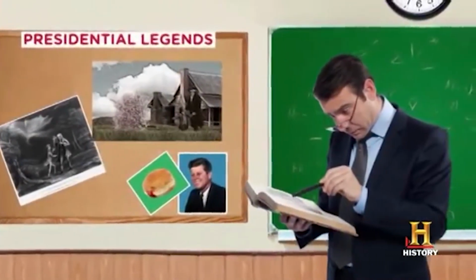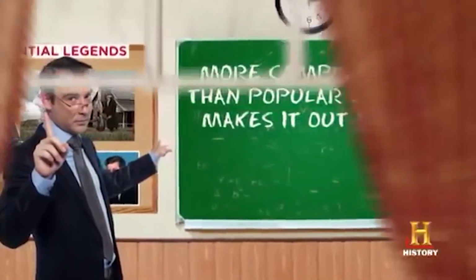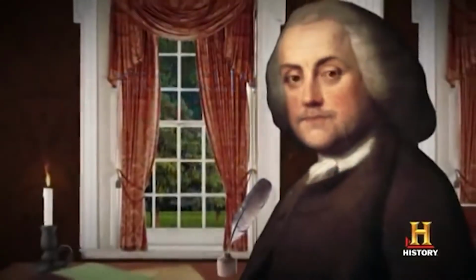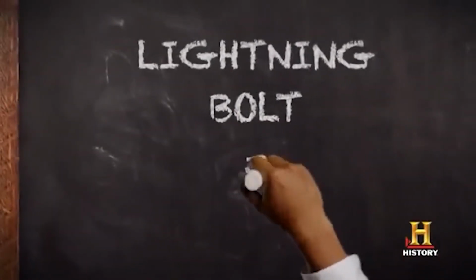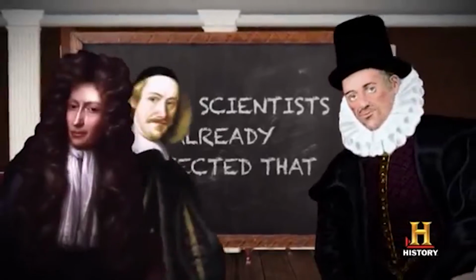As it turns out, most historians believe there is some truth to the story, but it's a little more complicated than popular legend makes it out to be. For one thing, Franklin didn't discover electricity. People already knew about it at the time of his experiments. Franklin wasn't even the first to propose that a lightning bolt was a form of electricity. Other scientists already suspected that.